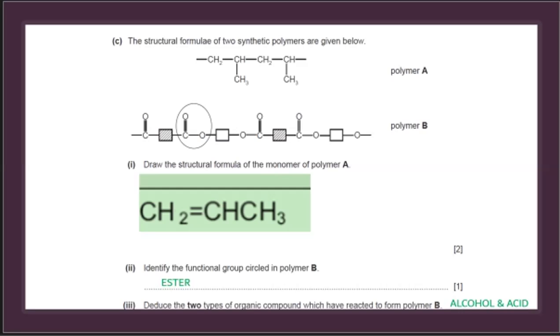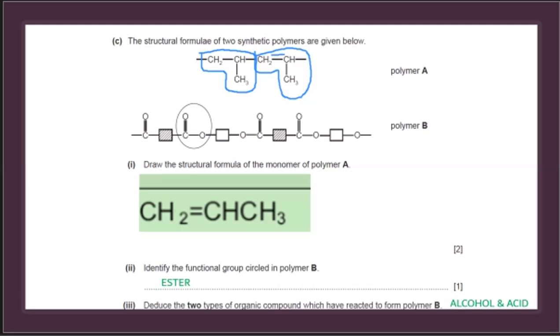So the structural formula of two synthetic polymers are given below. All right, we have polymer A and we have polymer B. They asked you to draw the structural formula of the monomer of polymer A. So if this is polymer A here, we look for what is being repeated. So we have CH2, CH, CH3, CH2, CH, CH3. So right here, this here is the structure that is being repeated. So what we do, we're going to put back a double bond right there.